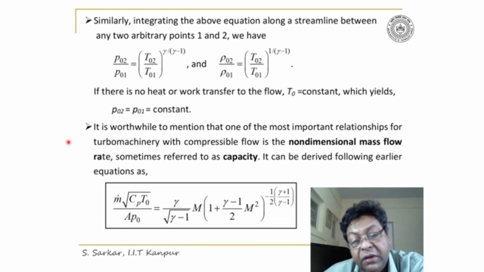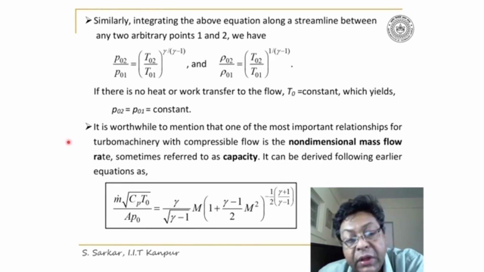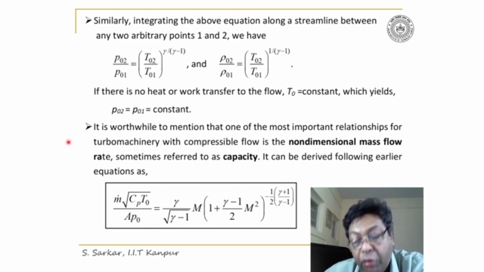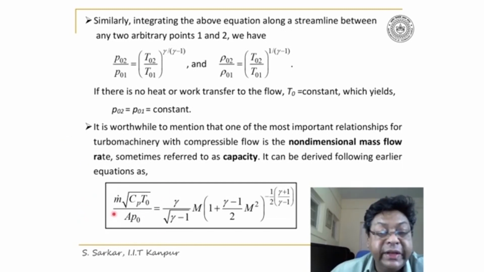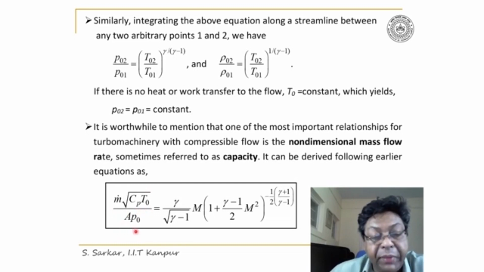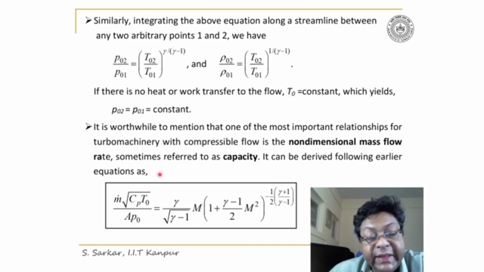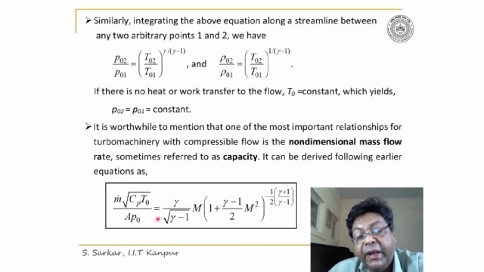It is further worthwhile to state that one of the most important relationships for turbomachinery with compressible flow is the non-dimensional mass flow rate, which sometimes is referred to as capacity. I'll prove later what the expression for capacity is. For the time being, the expression is m dot root over Cp into T0, A is the representative area, divided by P0. This capacity can be expressed in terms of Mach number, and I have given the relations.